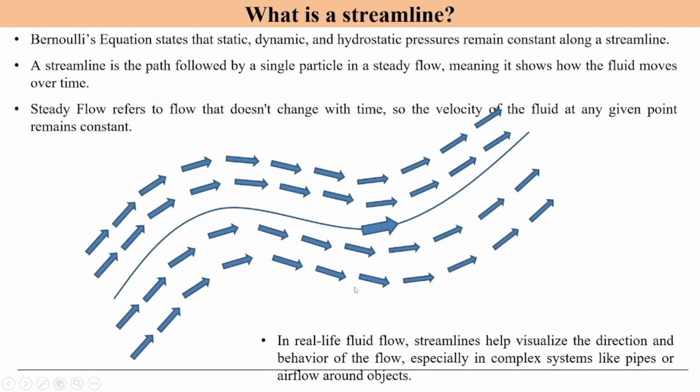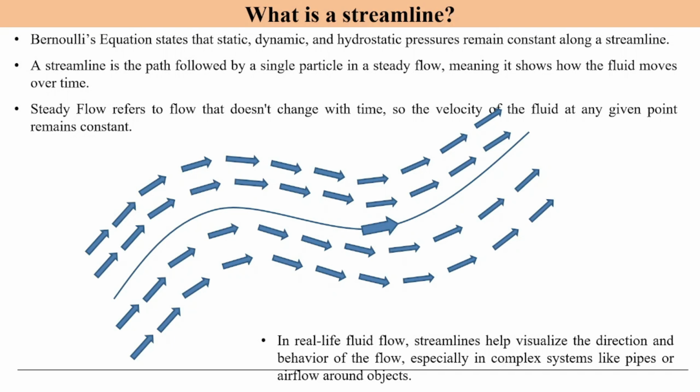Then, coming to the streamline. A streamline is the path followed by a single particle in a steady flow. It represents the direction in which the fluid moves, ensuring that particles do not cross each other's path. For defining this streamline, we should define laminar flow, as laminar flow itself means that each layer of the fluid will not cross the others. Every layer will be in a parallel position throughout the motion of the fluid. So we are defining the streamline within the laminar flow.